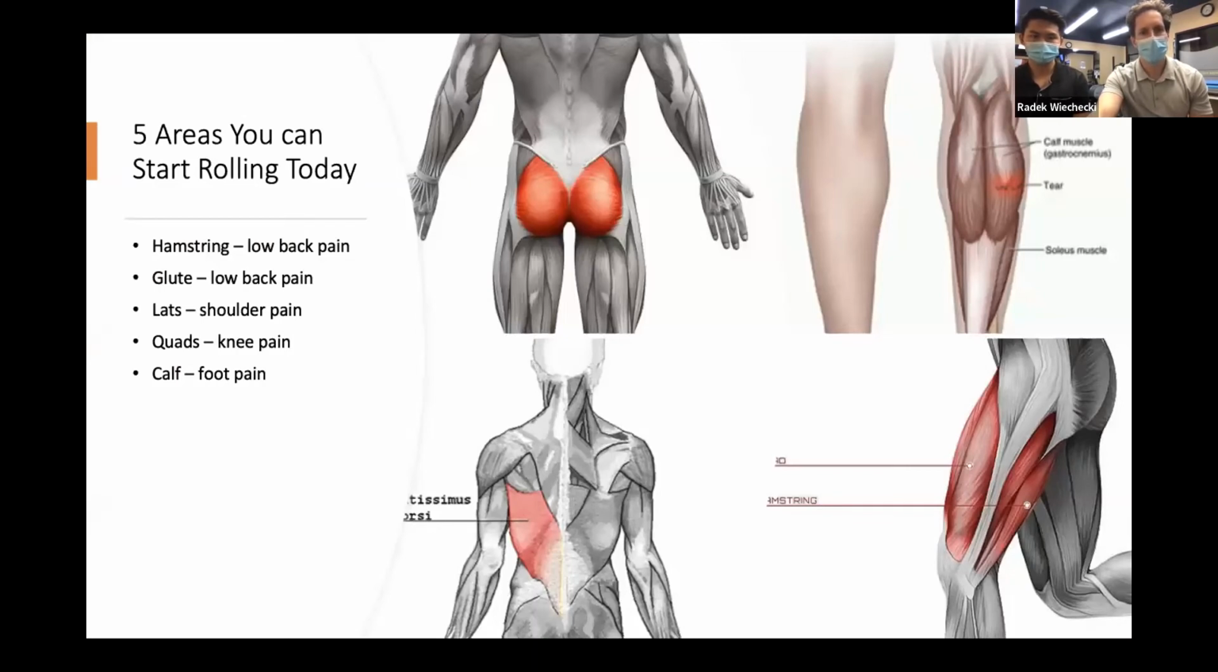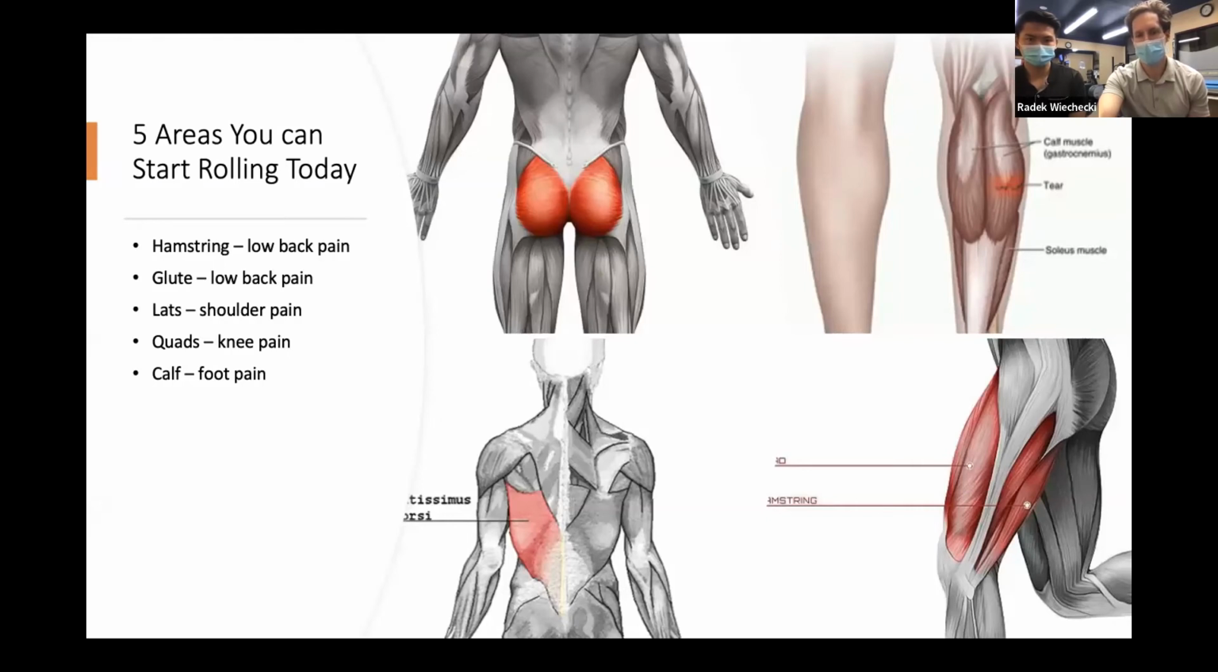So the 5 areas that most people can start rolling today are going to be the glutes, the hamstrings, the lats, quads, and the calves. And these areas are kind of common amongst our general population as being contributors to symptoms of low back pain, shoulder pain, knee pain, and foot pain.